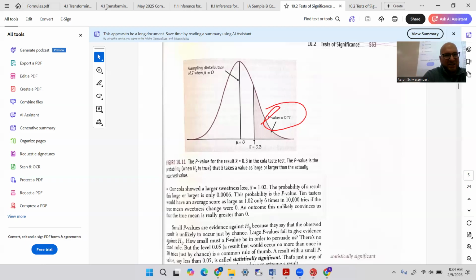And then to put it in the context of the problem, I would say I don't have enough evidence to conclude that this cola lost sweetness from this test. That makes sense? I'm not concluding that it didn't lose sweetness.